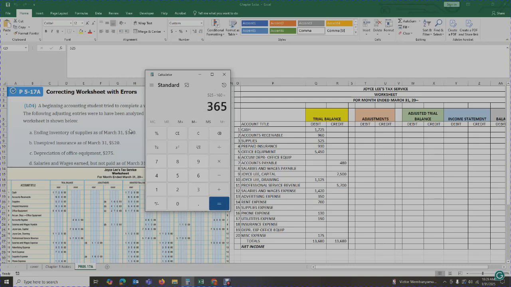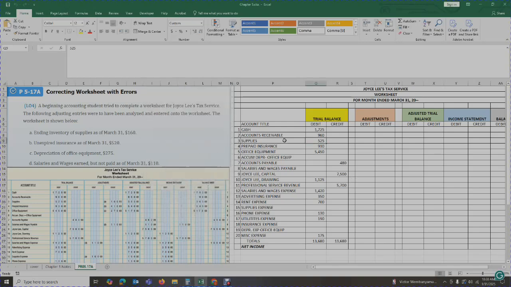That means I have used $365 of supplies during the period. The $160 is not the amount of the adjustment. That is the amount of your ending supplies balance. So once again, we have supplies of $525 to start off with. I am left with $160. That means I used $365 of supplies.